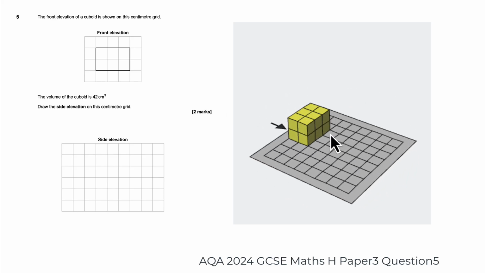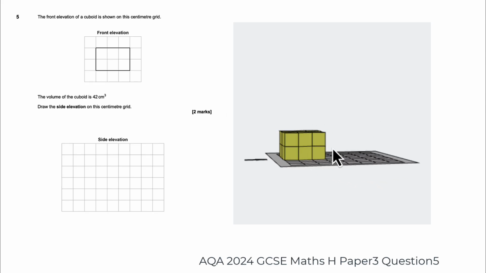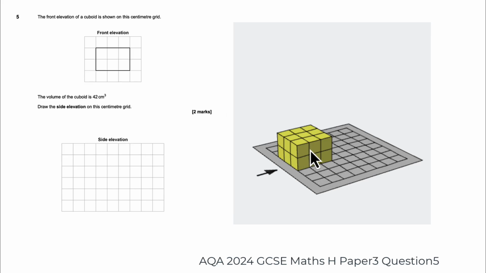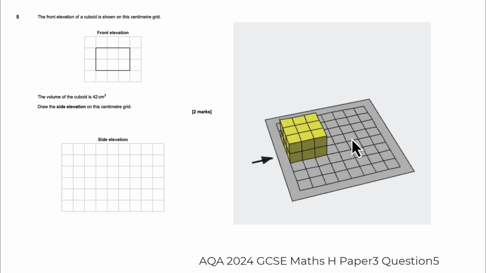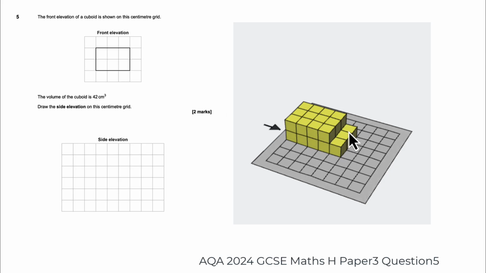Now let's continue with this building of another layer of 6. We've added another 6, and every time we do that, we're not altering the front elevation. It's still exactly the same. We are altering the side elevation. Now the volume of this cuboid is 1, 2, 3 lots of 6. That's 18. That's not quite what they wanted yet. Let's add another 2 layers to this.